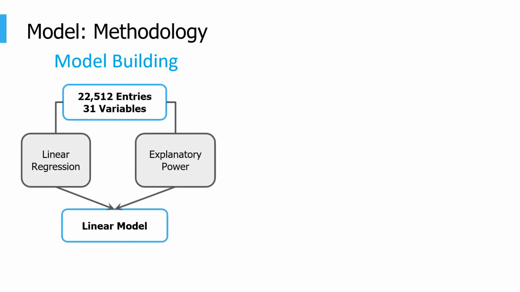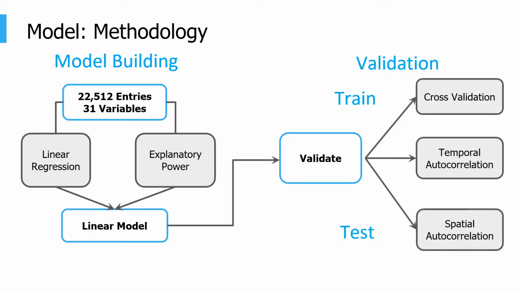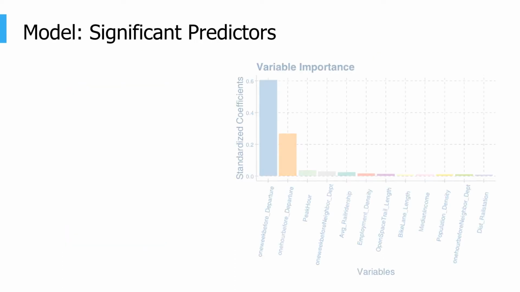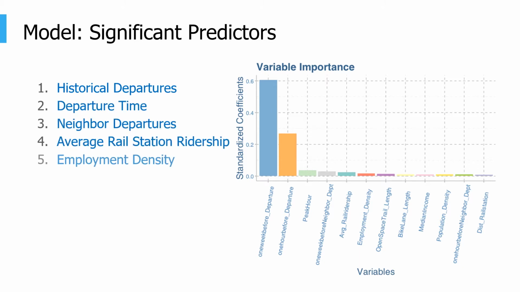Candidate predictors are selected based on their explanatory power. To test if our model is generalizable enough, we train the model for 1 week, predict for the following week, and compare the results. The final model consists of 12 significant variables, among which historical departure is the most important predictor, followed by departure time, neighboring station departures, real station ridership, and employment density.